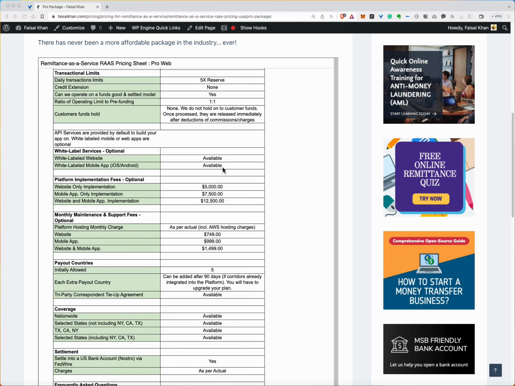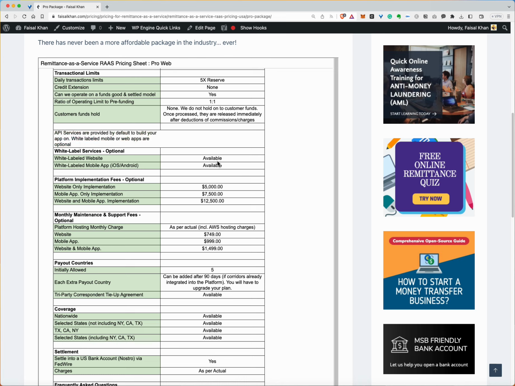White label is available for website. Yes, mobile is also available. These are purely optional. By the way, the API services, as mentioned over here, are the standard offering. This is offered for anyone who takes the service. This is what you're expected to use.